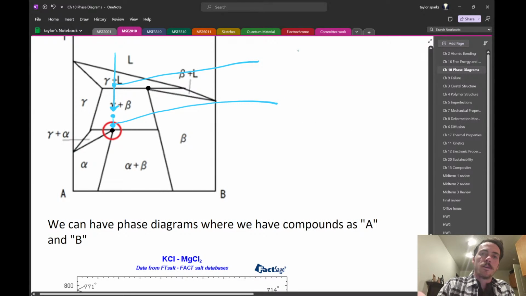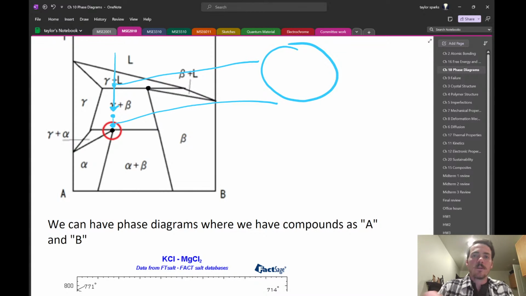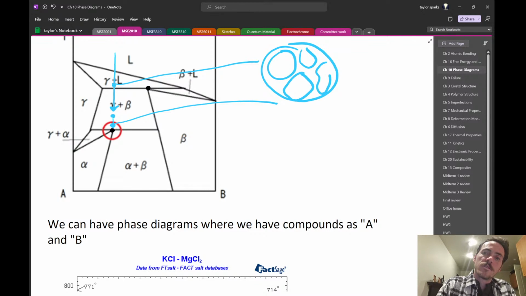So right here, at that point, we have about 80% gamma and 20% liquid. So you've got mostly solids that have formed this gamma phase and just a little bit of liquid left. This is mostly gamma and a little bit of liquid. Again, you would do the lever rule with actual numbers if this is an exam.